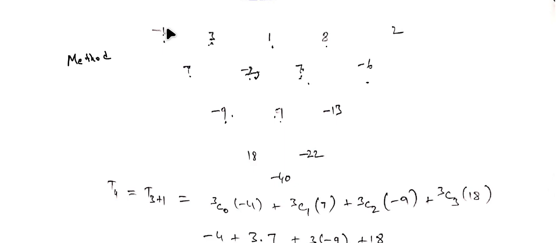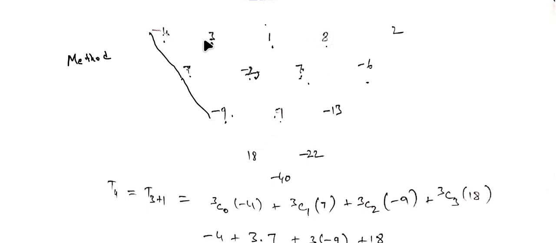But 3 again we can express in terms of -4 and 7. Now 1 we can express as 3 and -2, and -2 again we can express in terms of 7 and -9. So essentially 1 we can express in terms of -4, 7 and -9. Similarly, 8 we can express in terms of 1 and 7. 1 we can express in terms of these 3. 7 we can express in terms of this and this. This again we can express in terms of this and this.